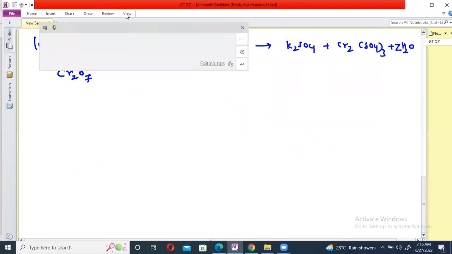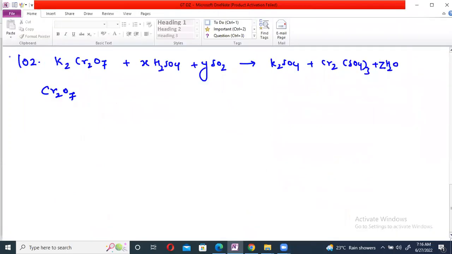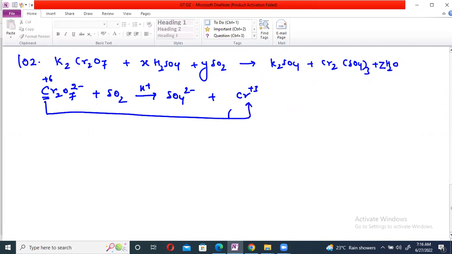Cr2O7 2 minus, in acidic medium, SO2 will be converted into SO4 2 minus, and instead of K2Cr2(SO4)4 this can be written as chromium plus 3. H plus means acidic medium. The oxidation number of chromium in Cr2O7 2 minus is plus 6, and here plus 3. Obviously plus 6 to plus 3 undergoes reduction, so SO2 undergoes oxidation. So I should start with the oxidation half reaction, and the other side is the reduction half reaction.